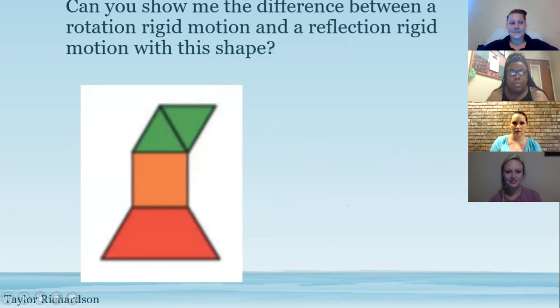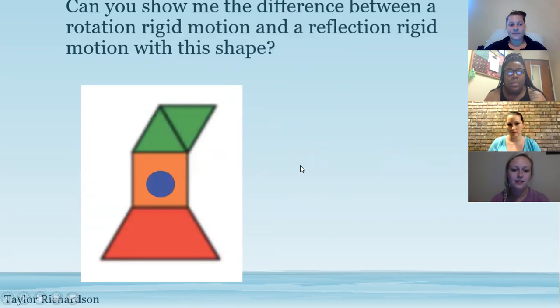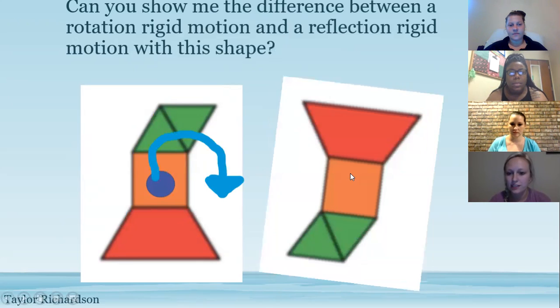Okay, Taylor, can you show me the difference between a rotational rigid motion and a reflection rigid motion with this shape? I sure can. That's a great question, Sarah. With rotation rigid motion, you want to think of it like you're holding onto the shape from a certain point right here, and it's going to turn about that point. Whereas with reflection, you're going to flip or reflect the shape across a certain line. For this example of rotation, we're going to hold the point right here and rotate it 180 degrees this way. When we do this, the shape will look like this.